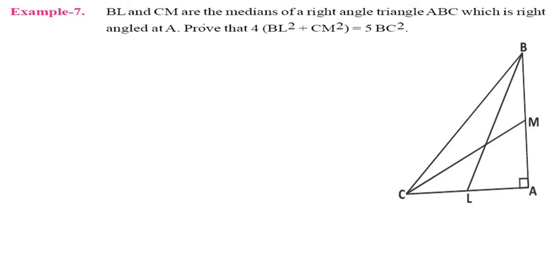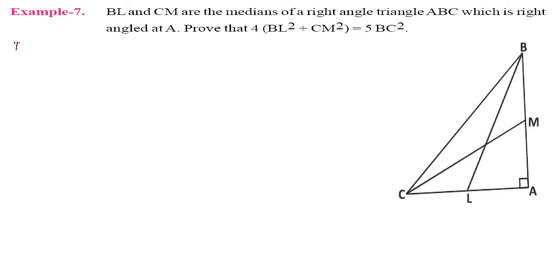BL and CM are the medians of the right angle triangle ABC, which is right angled at A. Prove that 4BL square plus CM square is equal to 5BC square. Let us see how we can do this.